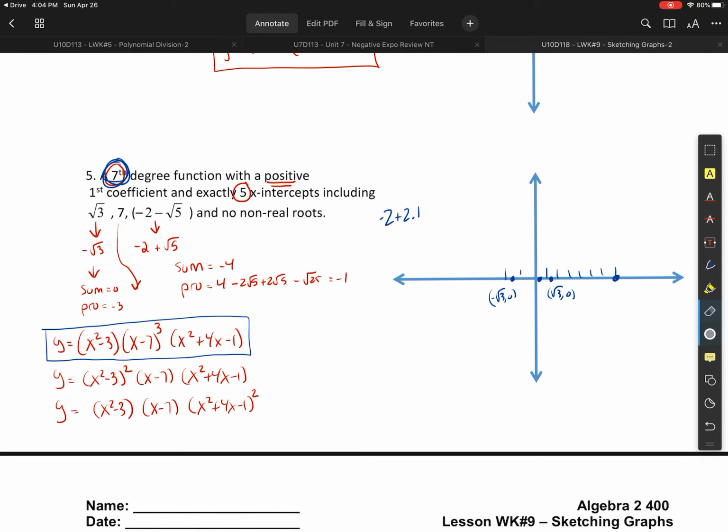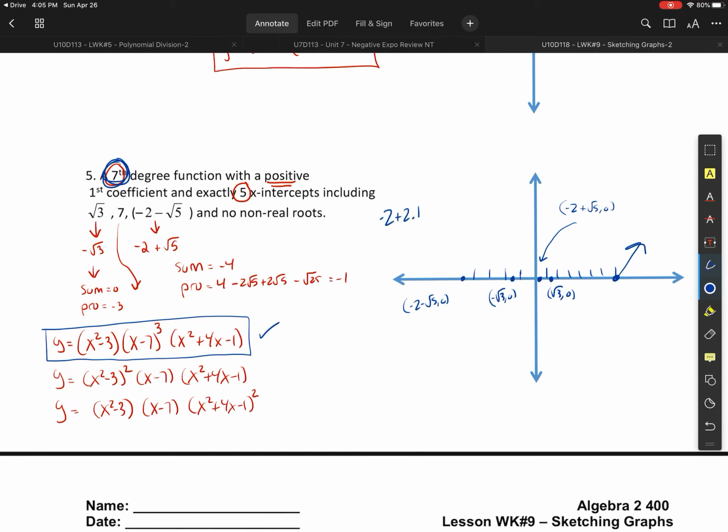Oop, not there. So I'm going to say that's my label. I'm going negative 2 plus rad 5 comma 0, while negative 2 minus rad 5 puts me at about 4 something. 1, 2, 3, 4. I throw negative 2 minus rad 5 comma 0 there. So do I have all 5 roots? Yes. Now I'm graphing this one.